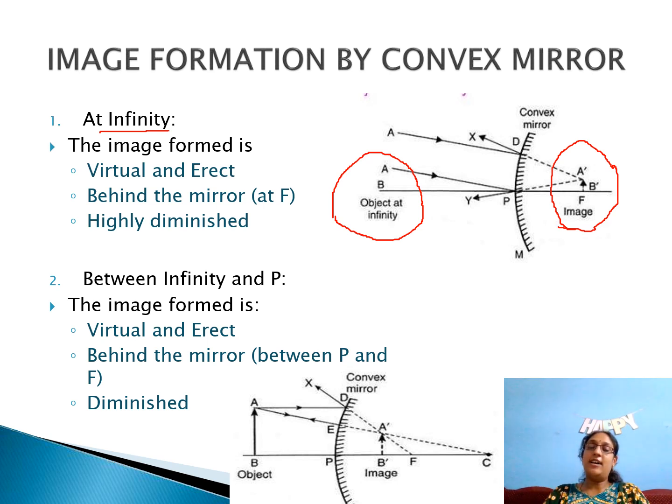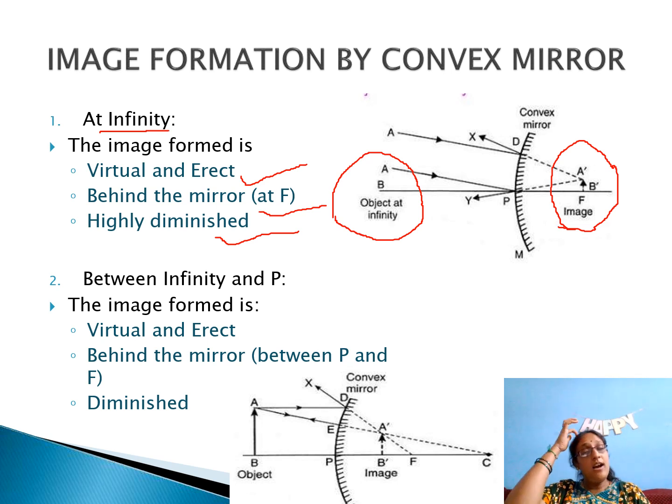So what are the characteristics of the image formed? It will be virtual and erect. Next, it will be behind the mirror at F. Next, it will be highly diminished. So you are getting the image behind the mirror. This is for the object at infinity.